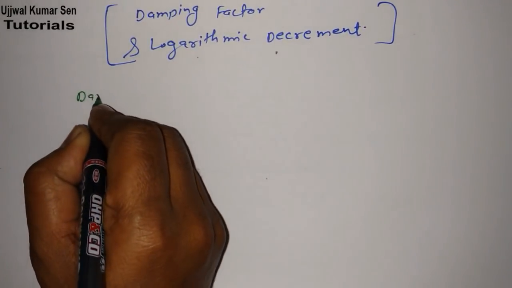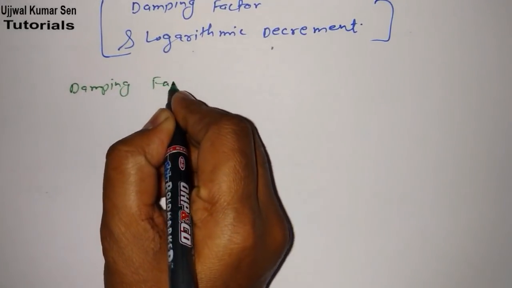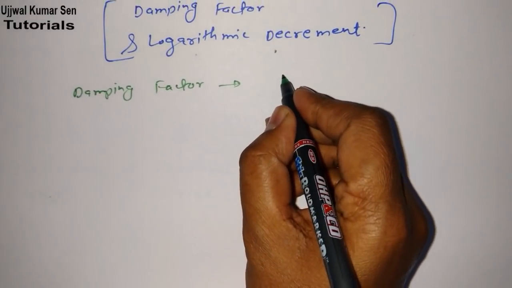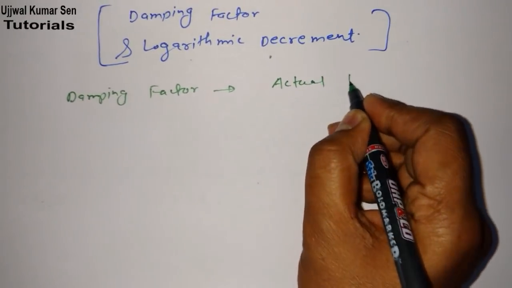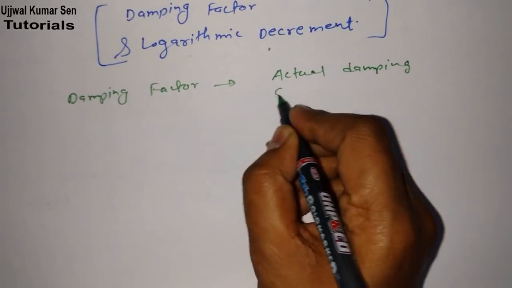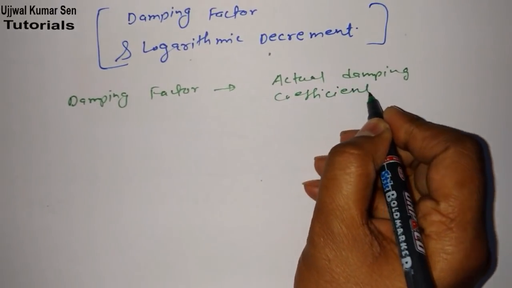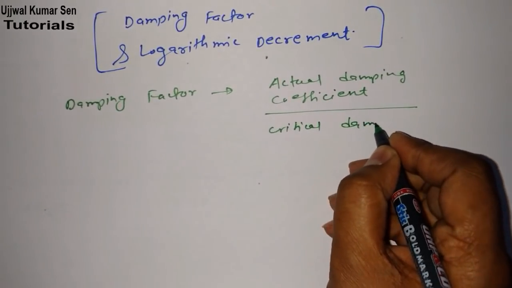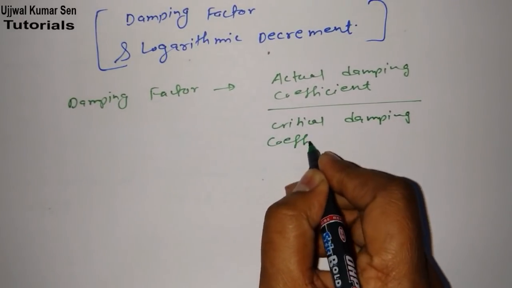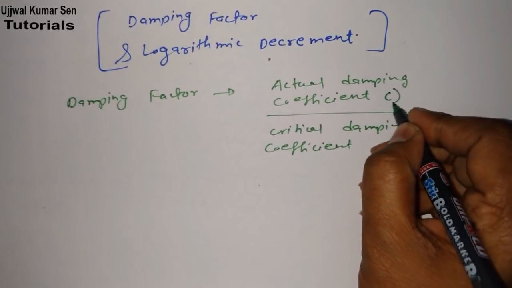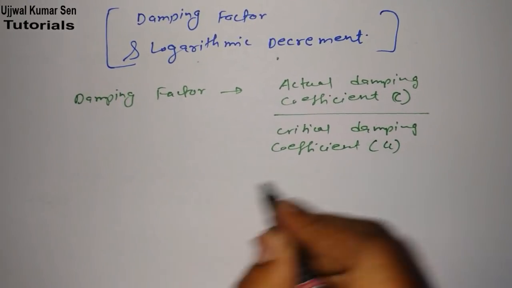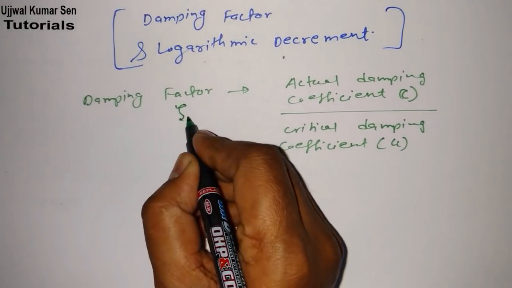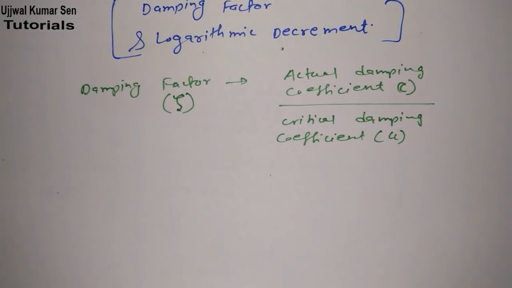First of all, damping factor. What is damping factor basically? It is the ratio of actual damping coefficient divided by critical damping coefficient. The actual damping coefficient is denoted by C, the critical damping coefficient is denoted by Cc, and zeta is denoted as the damping factor.